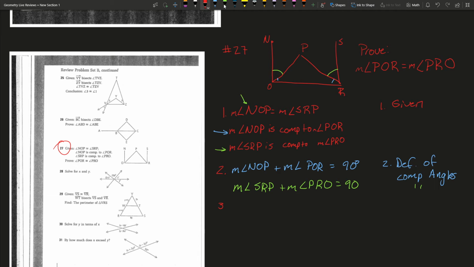And then we can do some substituting. Because NOP is congruent to SRP, we can replace them. All right, so we're going to rewrite this top line as the measure of angle SRP plus the measure of angle POR is equal to 90 degrees. And we can do that because of substitution.